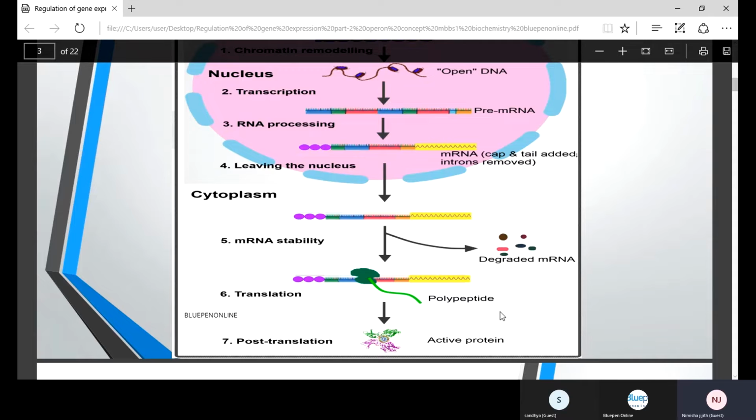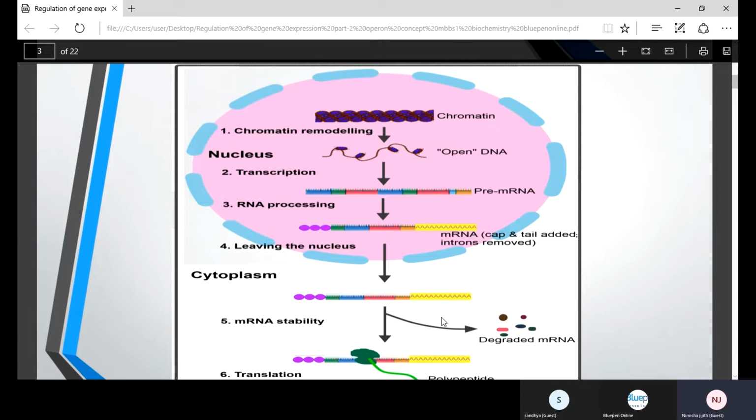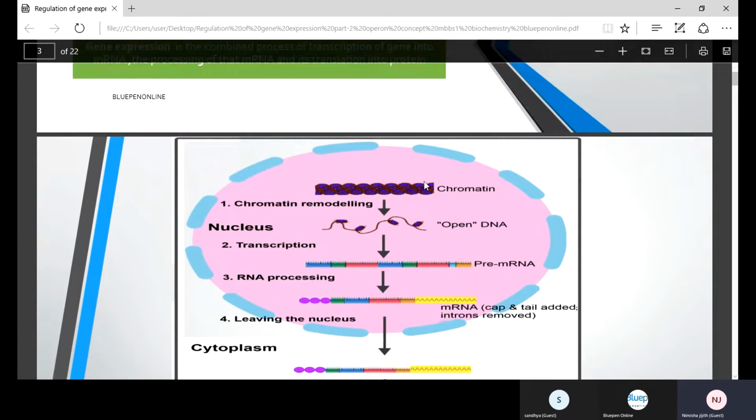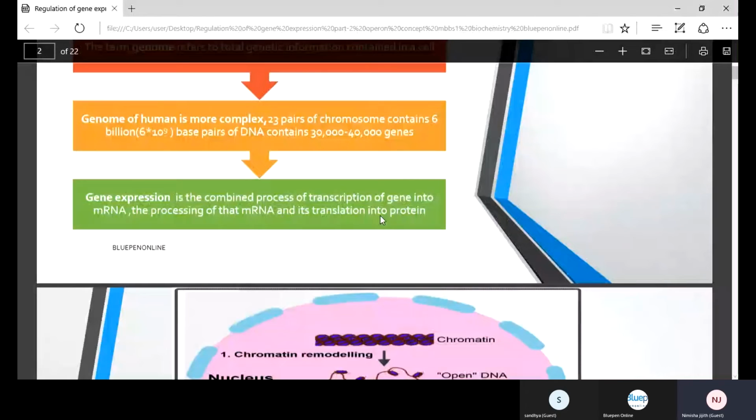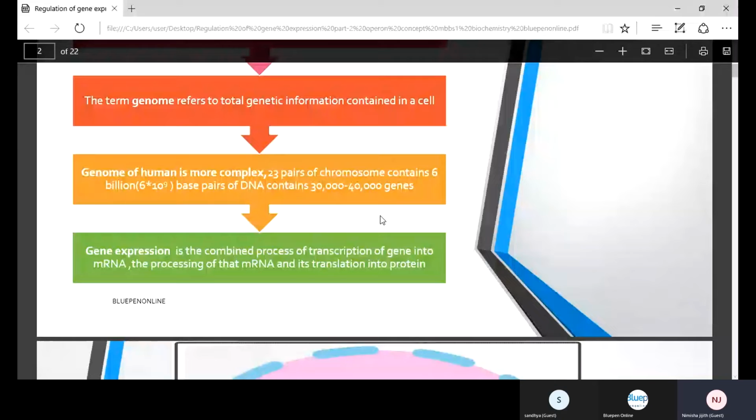We are very familiar with all these steps. Then what happens to this polypeptide? It undergoes post-translational modifications and forms an active protein. In all those areas, we have genes. So gene expression is the combined process of transcription of gene into mRNA, the processing of that mRNA and its translation into protein.